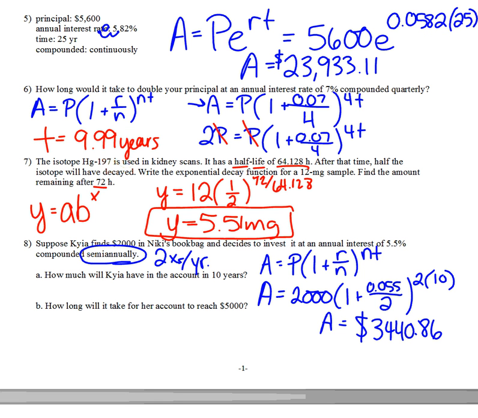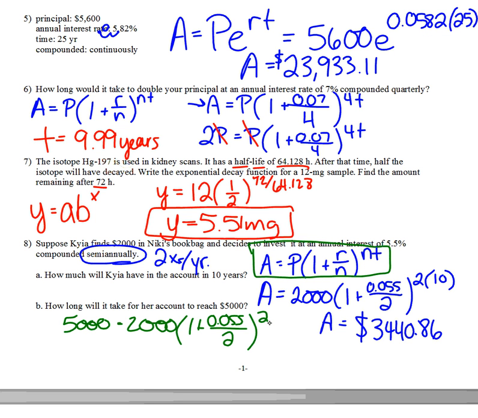I'm going to go green for the last one. How long will it take for her account to reach $5,000? Okay, well, what's 5,000 in our equation? This equation right here. Which one should be 5,000? That's her final amount, right? So 5,000 equals 2,000 times 1 plus 0.055 over 2 to the 2t, because now we don't know what t is.